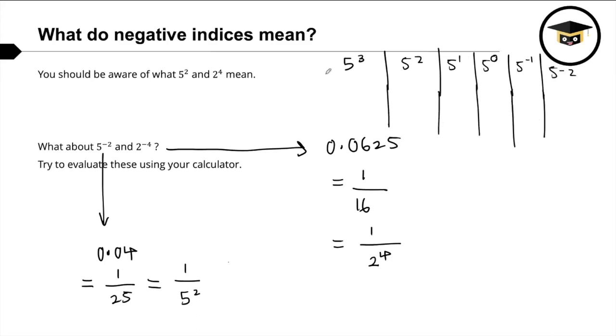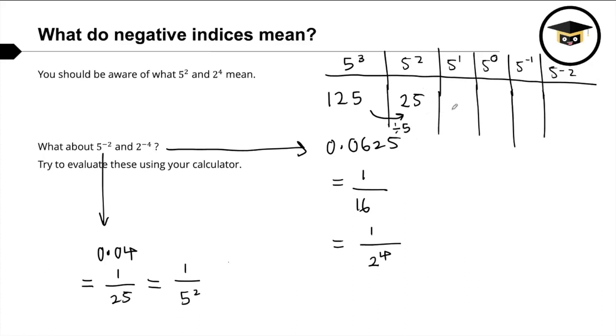So let's just start off with what is 5 to the power of 3. You should all be aware of what 5 to the power of 3 is, hopefully. It's equal to 125. Now, 5 squared is even easier. That's 25. Now, what happened to go from 125 to 25? We had to divide by 5.